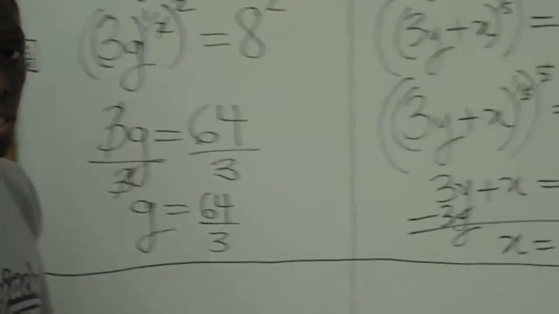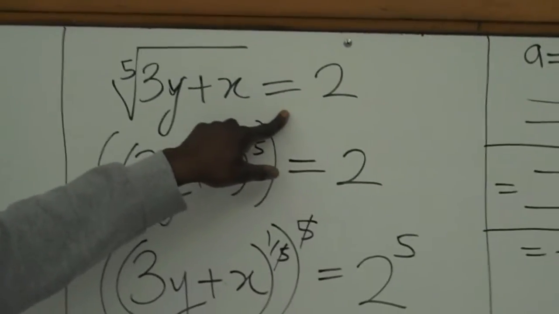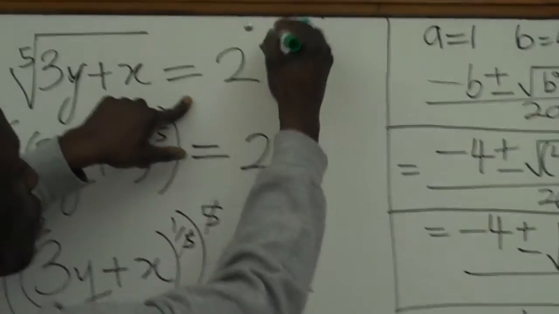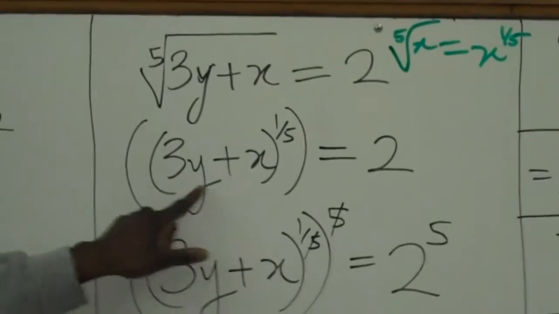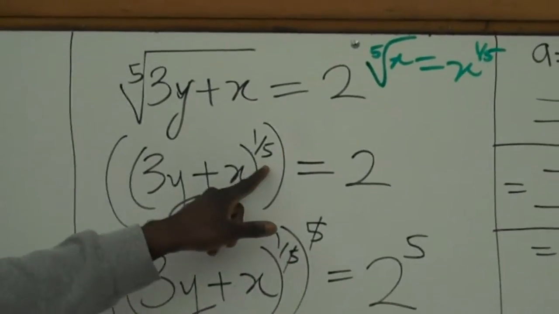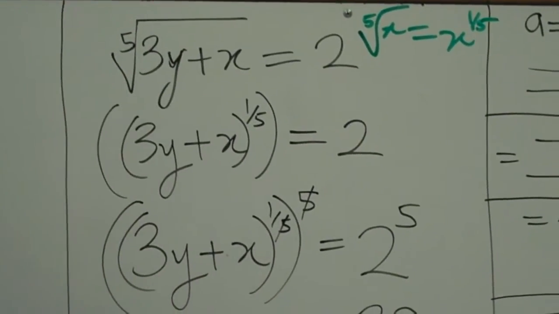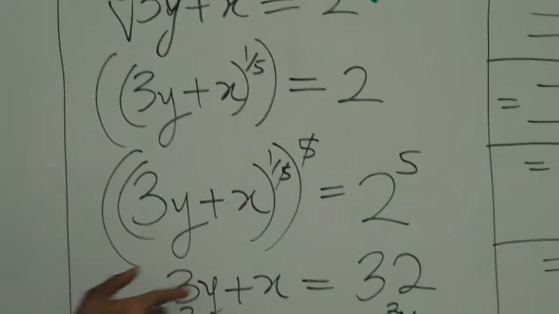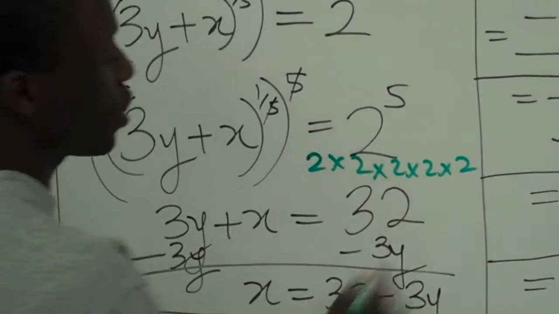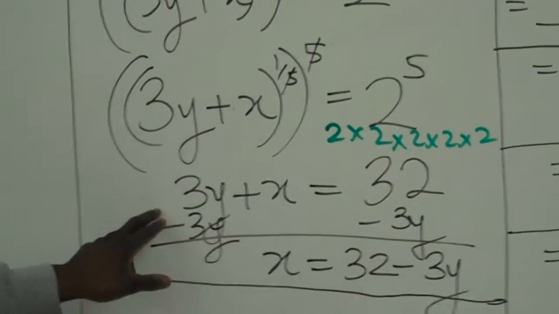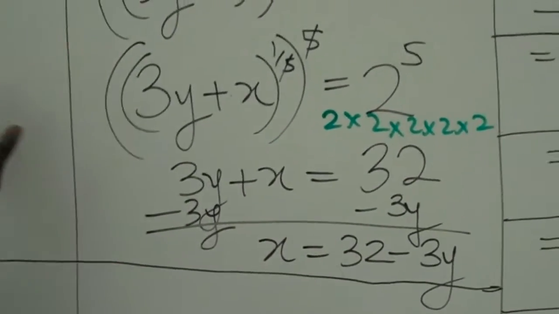We have one more example of this as we round up. The fifth root of 3y plus x is equal to 2. Again, using the law that we talked about, the fifth root of x would simply be x to the power 1 over 5. And so that becomes 3y plus x to the power 1 over 5 is equal to 2. We take them to the fifth power, both the left and the right side, and we get 3y plus x on the left side, and on the right side we'll get 2 times 2 times 2 times 2 times 2, which is 32. And at this point, we subtract 3y from both sides, and we'll get x is equal to 32 minus 3y. That's how you do that problem.